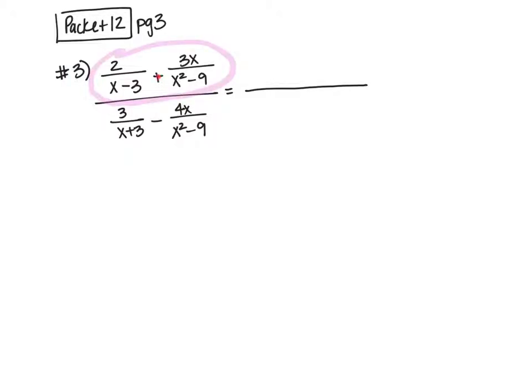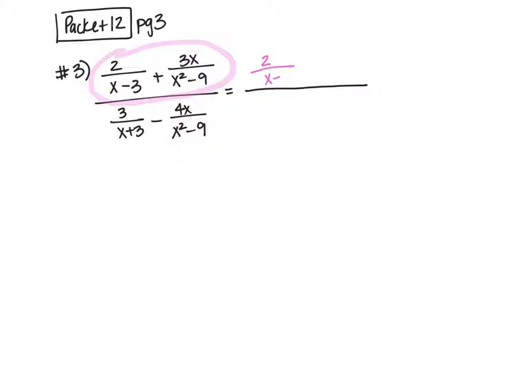Well, if I'm adding these two, I need a common denominator. So I need to start out by finding the factors of my denominator. This is x minus 3, so that's a factor, but x squared minus 9, I need to find the factors of that because it's a quadratic. So I'm going to go ahead and do that first.